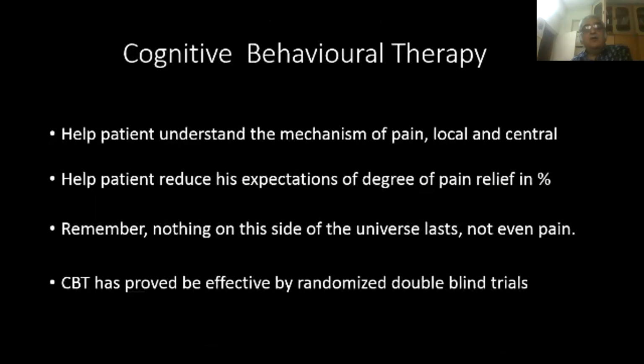Now, cognitive behavioral therapy is extremely important. This is something all neurologists should know about. It is not a vague psychiatric concept. If today there is evidence for any pain treatment, it is for cognitive behavioral therapy. In this, we make the patient understand the mechanism of his pain, local and central. We treat him as a student and make him understand why he has this pain, and why the pain will not completely go. We have to make him understand that some pain may remain.